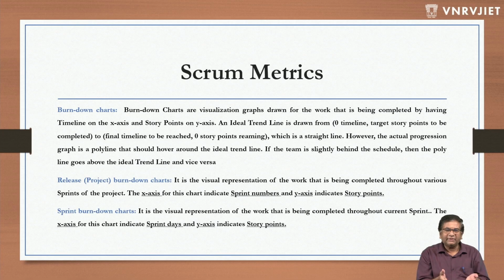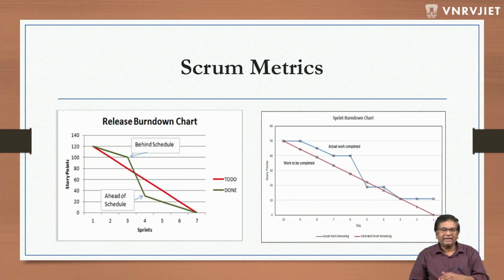Now, what is a sprint burn down chart? It is the visual representation of work that is being completed throughout the current sprint. The x-axis is the sprint days, and the y-axis indicates story points. Let's see them. So now you can see there are 120 points. You can see this red line, right? So to do, that means in the beginning of the release, you can see this is the release, right? In the release, you have a red line.